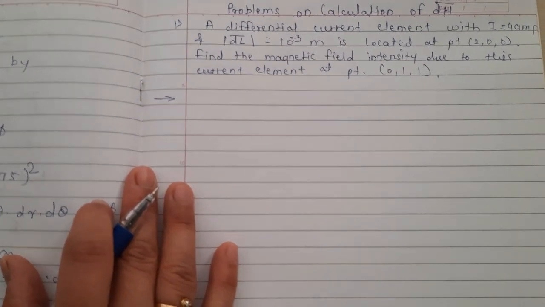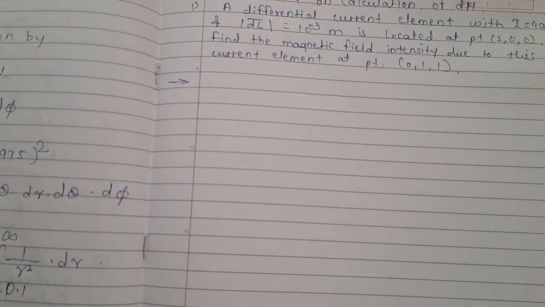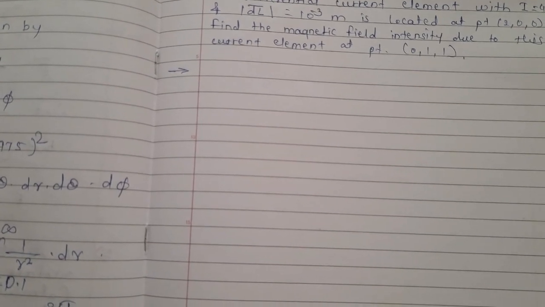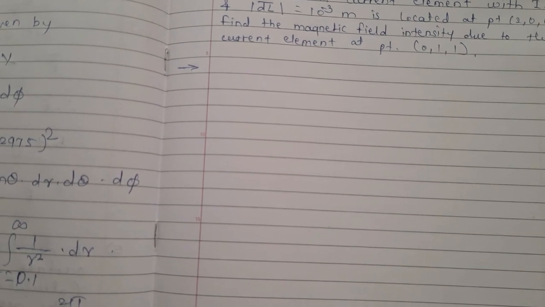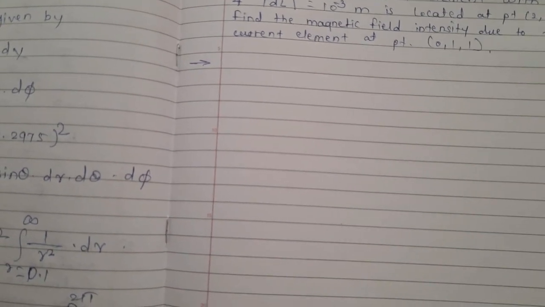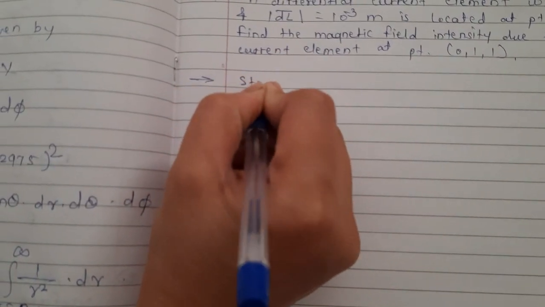Now there are 3 steps. First is calculate the value of I dL bar. Next, draw the vector R bar joining the 2 points. And third one is use Biot-Savart's law to find out magnetic field intensity. So the first step, we write here step 1.